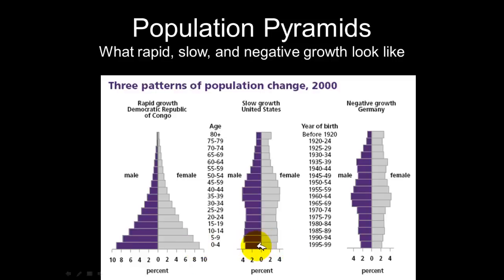Going to the United States, looking at you guys during the time of this. Now, this was about 15 years ago, but during this time, 4% of our population was represented by girls who were 0 to 4 years old. 4% of our population was boys. And when you look at Germany, they're experiencing negative population growth. Only 2% of their population is girls between the ages of 0 and 4, and 2% boys between 0 and 4.